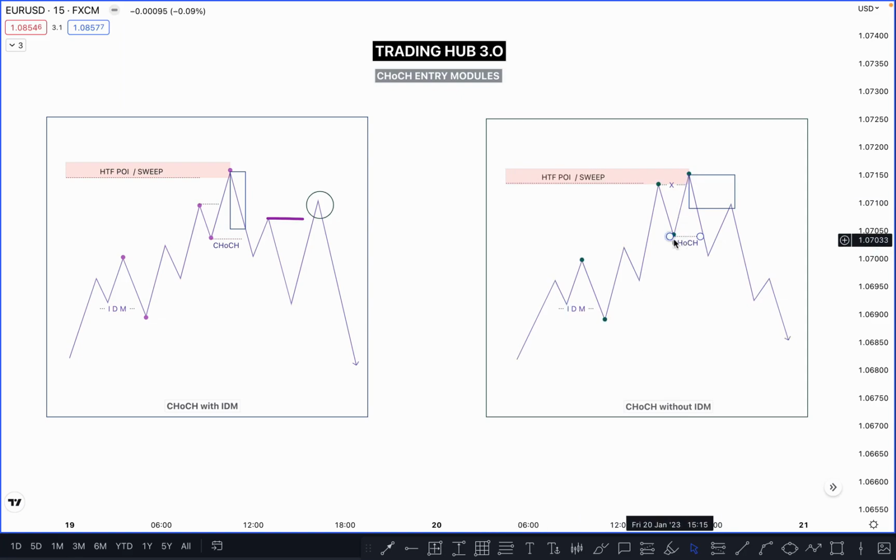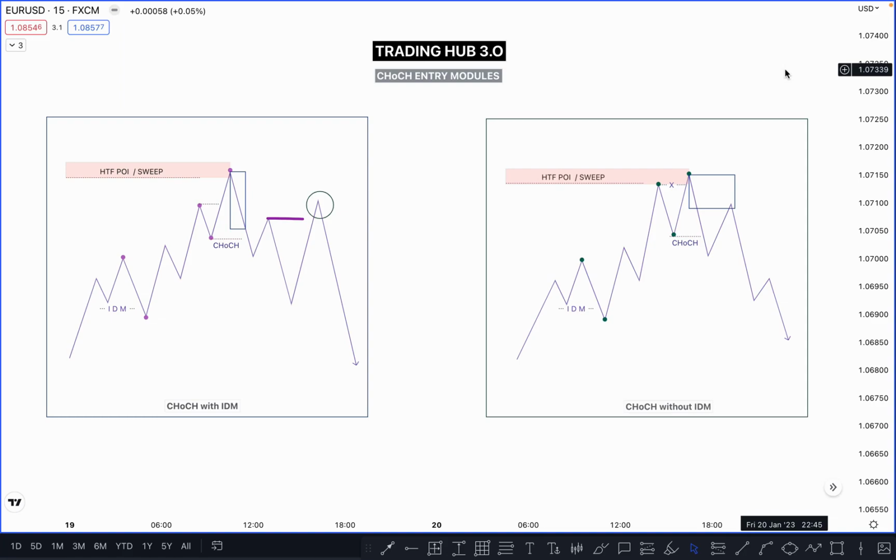So when the market breaks the first low, this is called a change of character. Same thing happens here, change of character, and you can immediately sell here on the pullback. Why? Because the market has taken out the previous high. So this is our CHoCH entry model. When the market breaks the first low or high, that's called CHoCH.